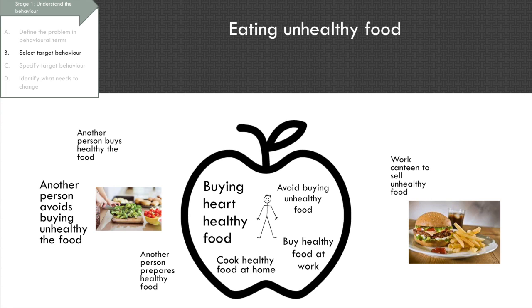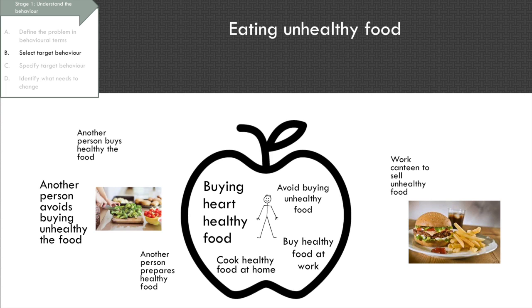And then you've also got the other environments that they're in. So it could be at work. They might not make lunch at home, so they might go and have lunch at work, and the canteen at work might only sell unhealthy food, which affects the individual eating healthy food. So the authors of the book advise at this stage you make a list of all the associated behaviours that are required for the target behaviour to occur. And by doing so, it should be easier to identify which behaviours have the largest impact on the desired outcome.